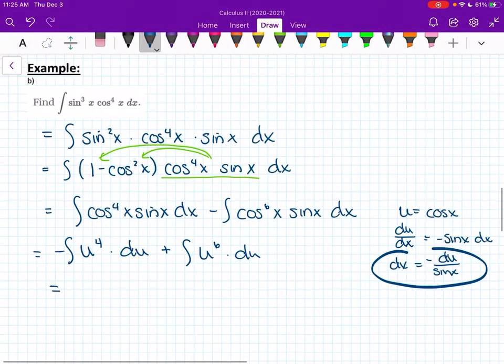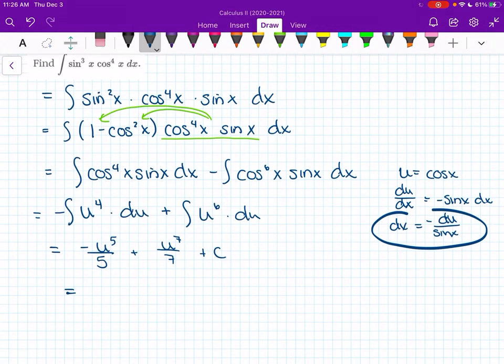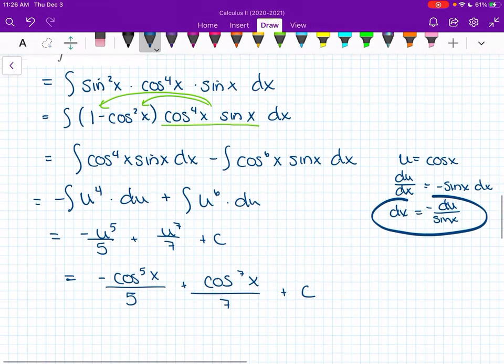So now I can go ahead and integrate, and I get negative u to the fifth divided by 5 plus u to the seventh divided by 7 plus c. Go ahead and substitute back in my cosine. So my final answer would be negative cosine to the fifth of x divided by 5 plus cosine to the seventh of x over 7 plus my good old friend c. Okay? All right. Let's try another one that's a little trickier.